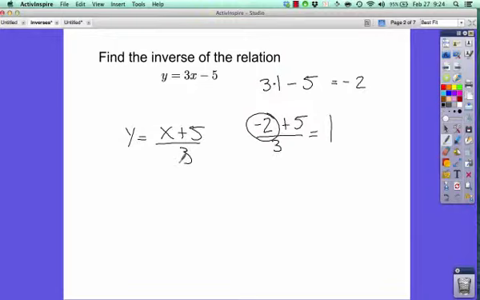Wait, what if you divide it by 3 first, then add 5? No, because we're working the entire thing backwards. So we're thinking about going backwards. First thing here, we multiply by 3 and we subtract 5. So when we go backwards, first thing is we add 5, and then we divide by 3. So we go backwards and opposite. So the opposite of subtract 5 is add 5. The opposite of multiply by 3 is divide by 3, and we do it in the opposite order. Yeah, it's an easier way to do this. Trust me.